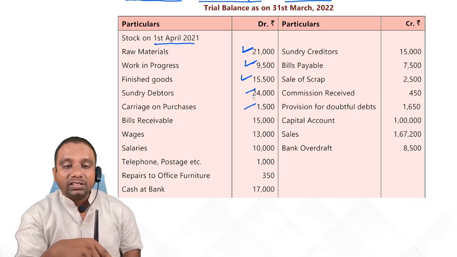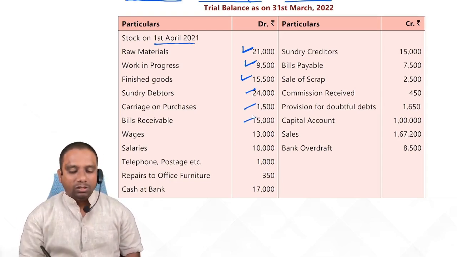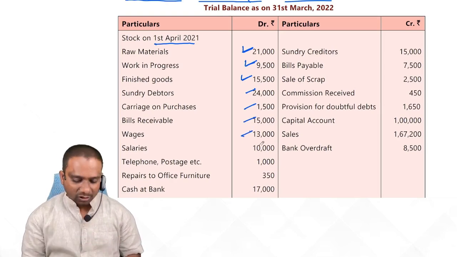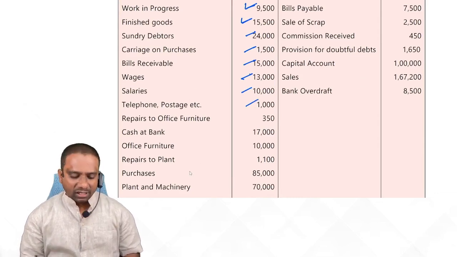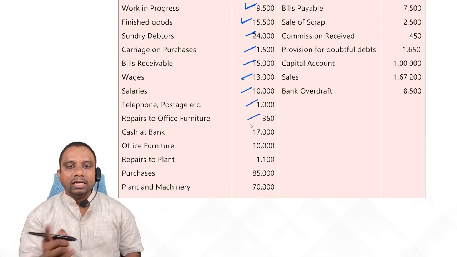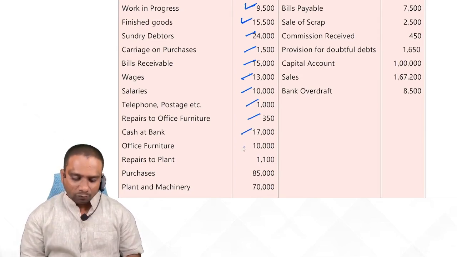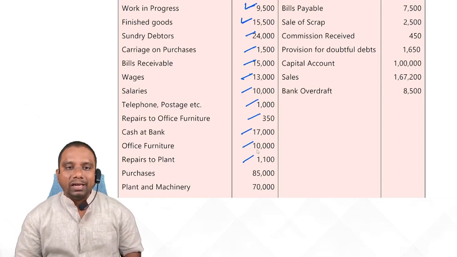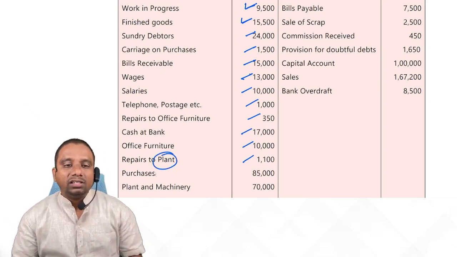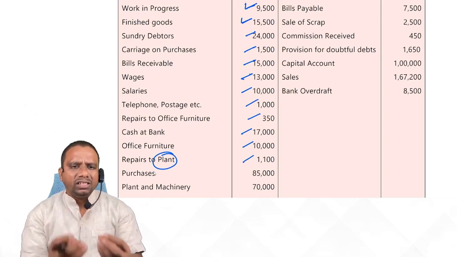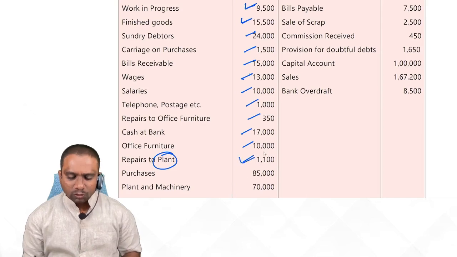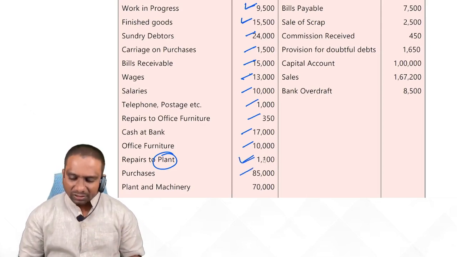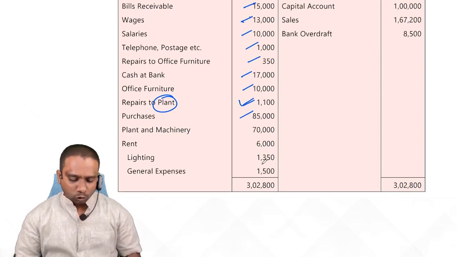Where do we show this? Manufacturing account, debit side. Bills receivable, balance sheet asset. Wages, manufacturing account debit. Salaries, P&L account debit. Telephone and postage, P&L account debit. Repairs to office furniture, P&L account debit. Cash at bank, balance sheet. Office furniture, balance sheet. Repairs to plant. See, where do we use this plant? In the production process. So whatever expenses we incurred regarding the production process, we have to debit to the manufacturing account. So this repair is also shown on the debit side of manufacturing account. Purchases are considered in raw material consumed calculation. Plant and machinery, balance sheet, asset side.